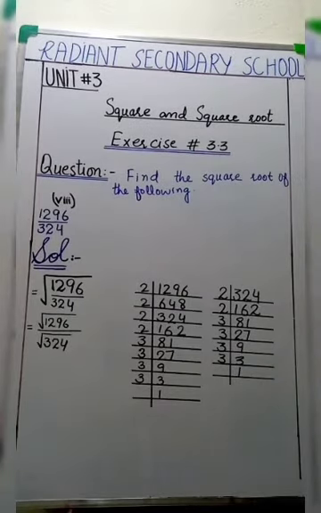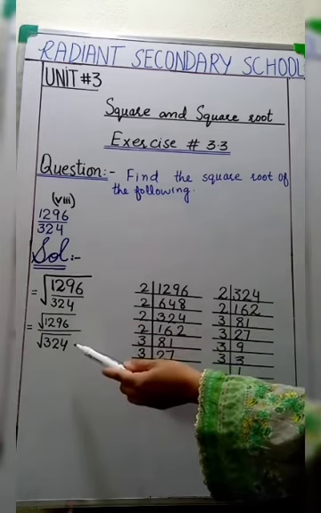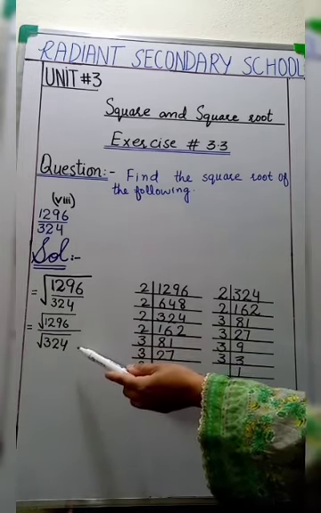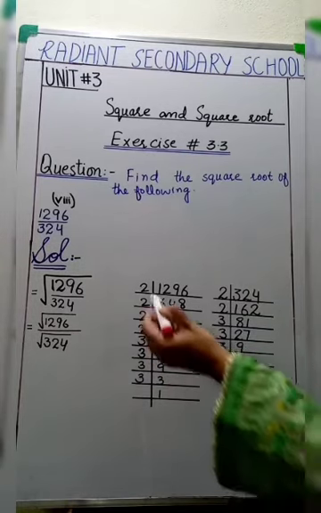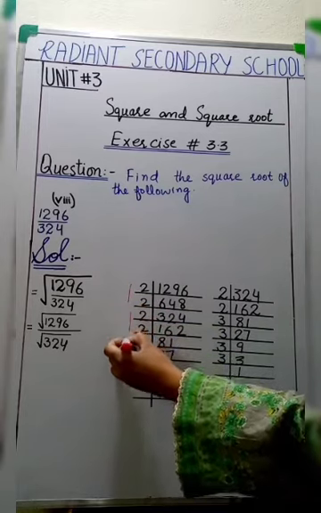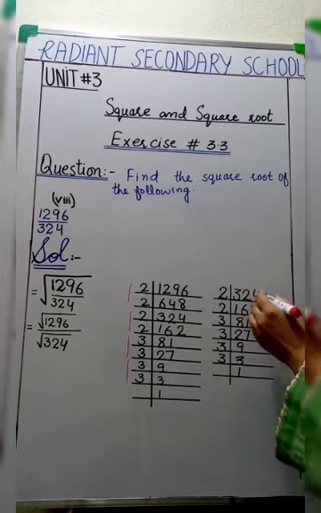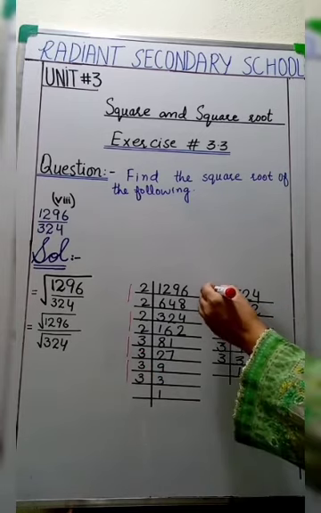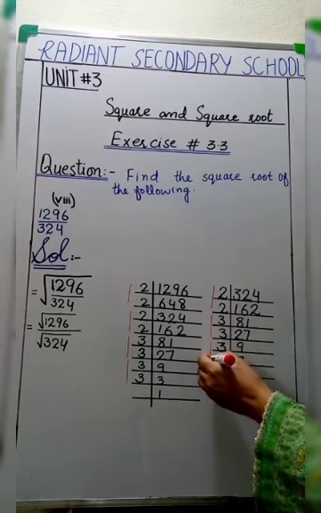Okay class, now move to part number 8, that is 1296 over 324. In this fraction, you will make the factors of both numerator and denominator separately. First I make the factors of 1296: the first pair of 2, second pair of 2, third pair of 3 and fourth pair of 3. Then factors of 324: the first pair of 2, second pair of 3 and third pair of 3 again.